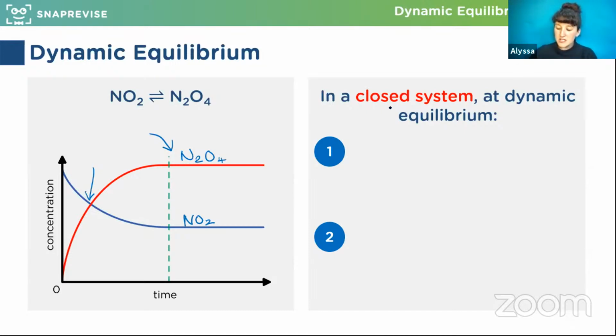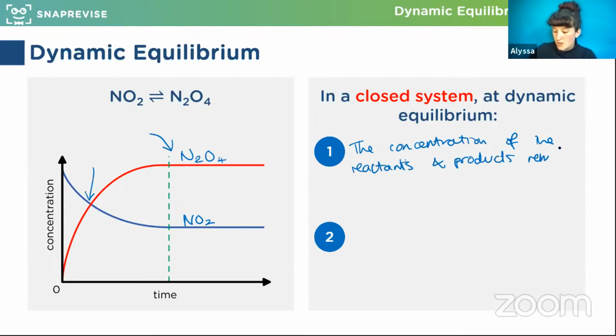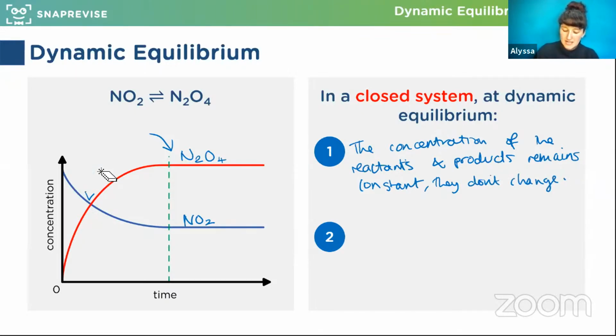If we think in a closed system at dynamic equilibrium, one of the defining characteristics is that the concentration of the reactants and products remains constant. Not the same. Notice how I have not said the same. They have remained constant, or they don't change. Okay, and that is how I know that it is an equilibrium. So that is at this point.